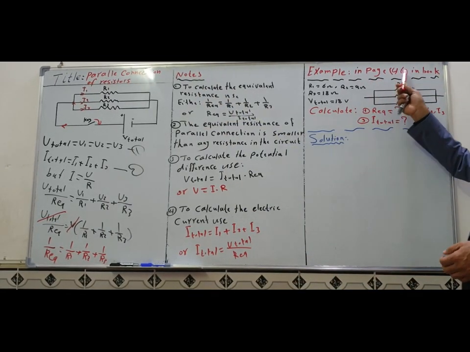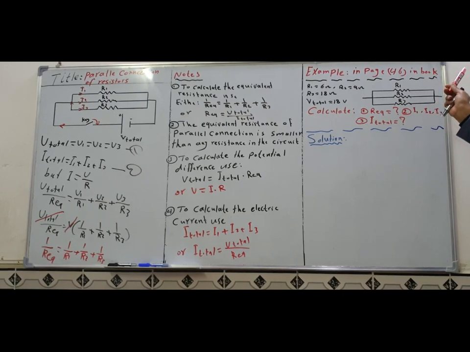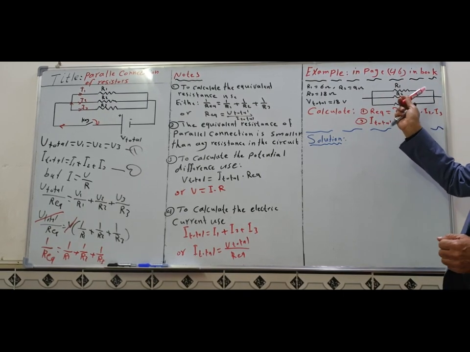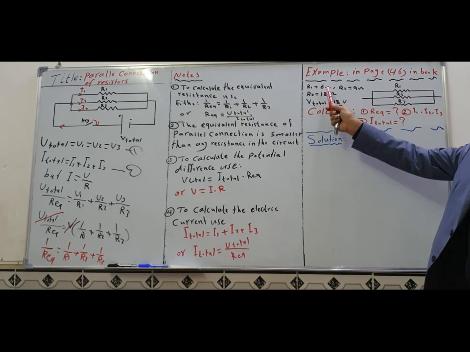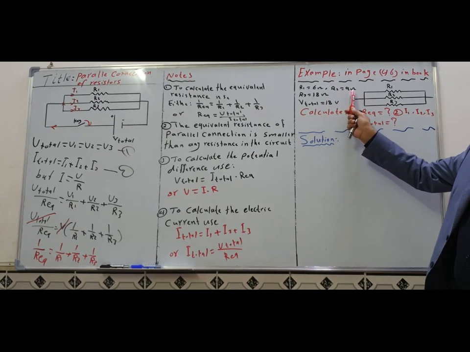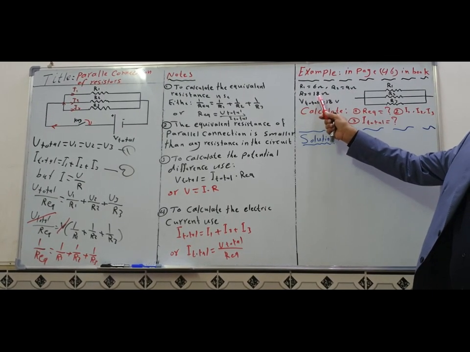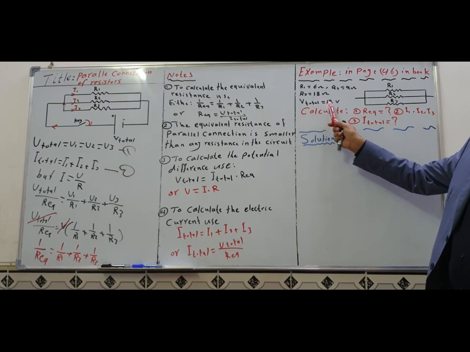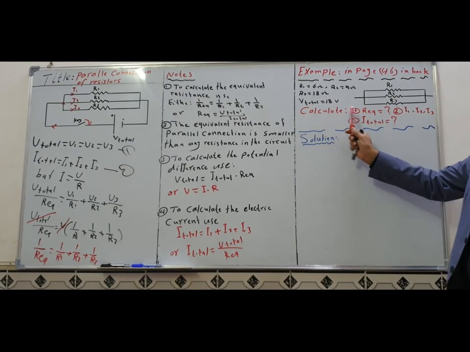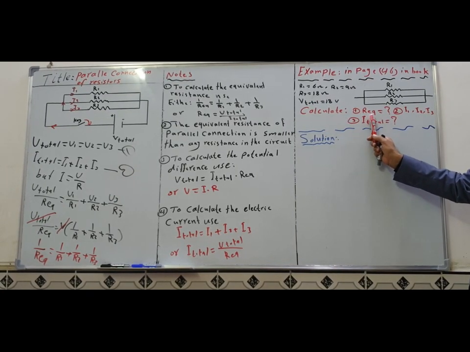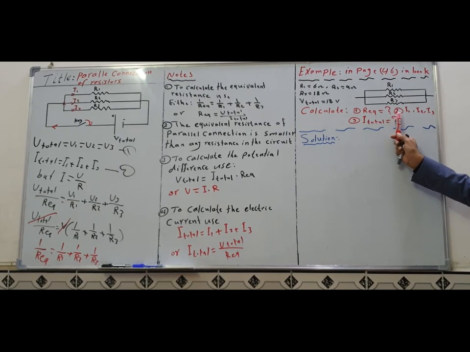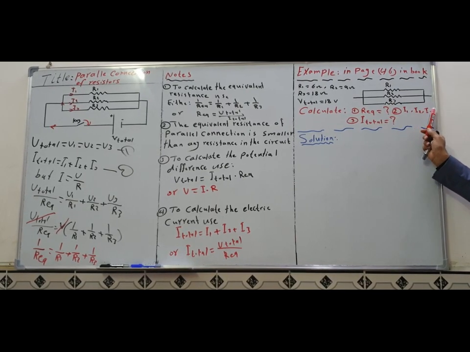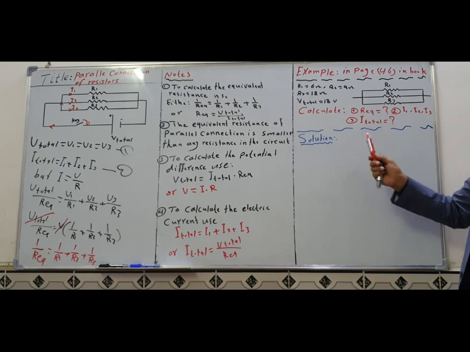Example on page 46 in the book. By observing the diagram, R1 is 6 ohm, R2 is 9 ohm, R3 equals 18 ohm, V total is 18 volt. Calculate number 1, R equivalent, number 2, I1, I2, and I3, number 3, I total.